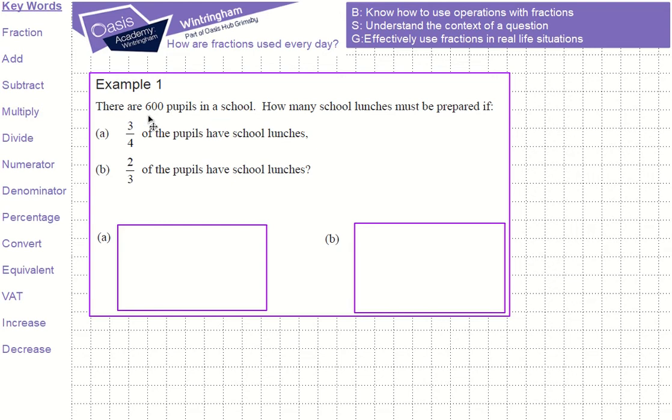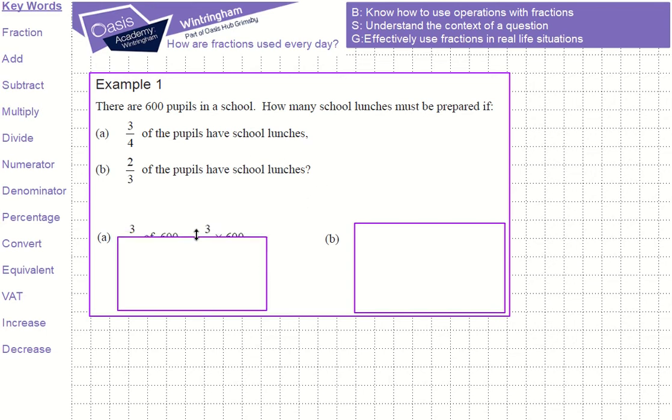So it says there are 600 pupils in a school. How many school lunches must be prepared if 3/4 of the pupils have school lunches, or if 2/3 of the pupils have school lunches? We'll have a look at this first question, question A. It says 3/4 of the pupils have school lunches.